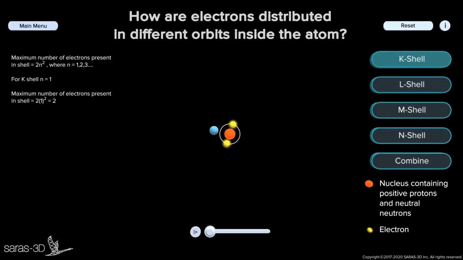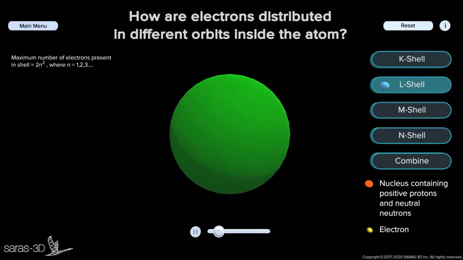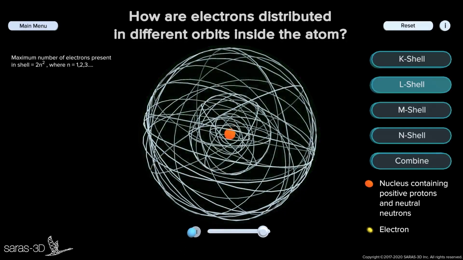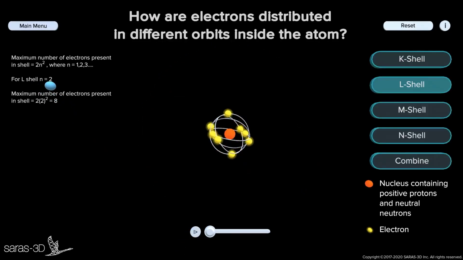So here we can see that we have 2 electrons that revolve in the very first energy level, that is the K shell. Now let us calculate the number of electrons that are distributed in the L shell. For the L shell, the value of n is 2. So substituting the value of n in 2n square will give us the maximum number of electrons present in the L shell as 8. Here we can see that the second energy level, that is the L shell, has 8 electrons.